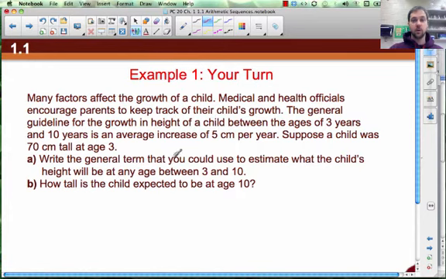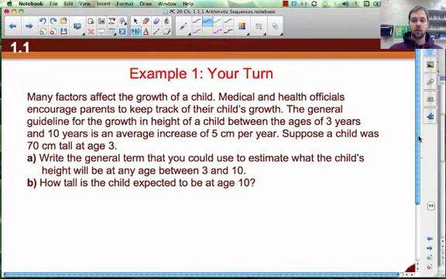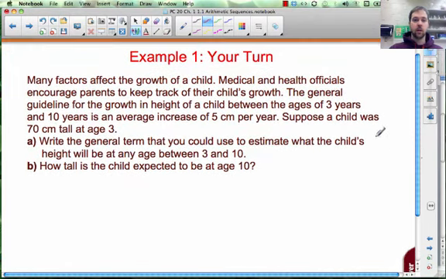Okay, so here's your turn. I want you to go ahead and try this, and when you come back, I'll have the answers ready for you up on the screen. So when I indicate, I want you to just hit pause, try to complete this question, then when you're done, unpause it and you can check the answers. Okay? So go ahead and hit pause now.